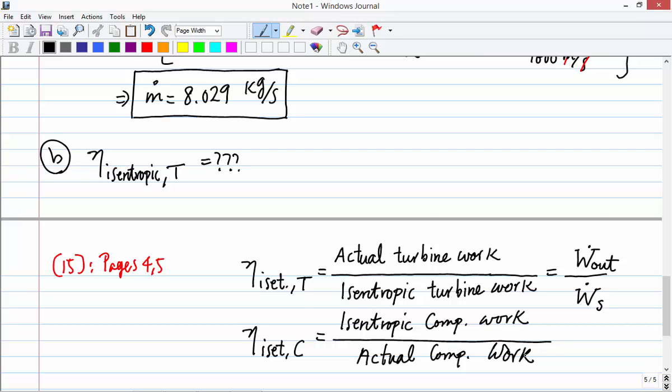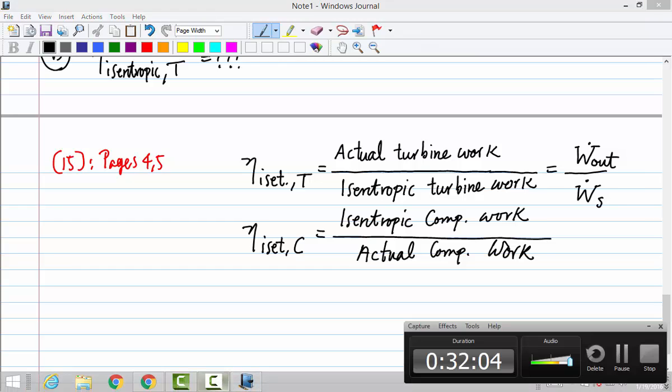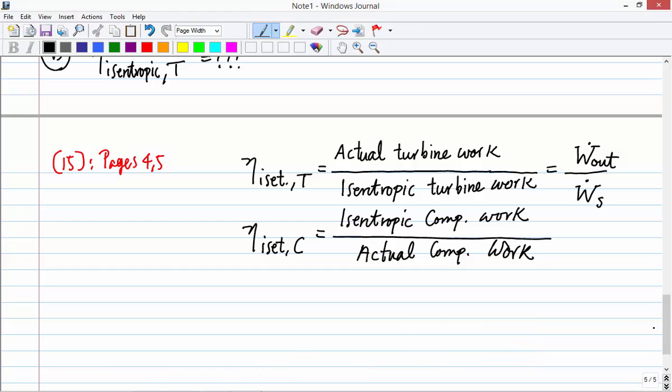So students have been asking me so many times, why is it this way? And it's difficult to memorize, right? In the exam you might get confused. Oh my god, which one was what? Was the turbine actual over isentropic, or what? It's a pain, I know it's a pain. So I want to help. I want to tell you a trick to memorize these two equations easily.